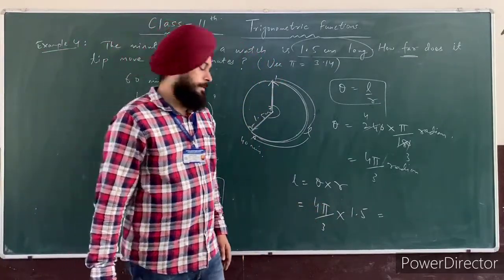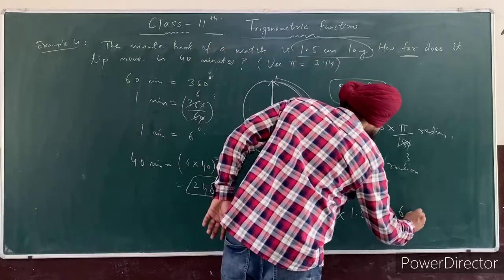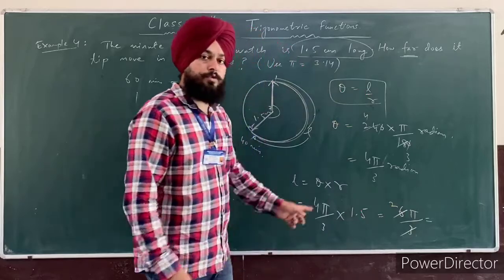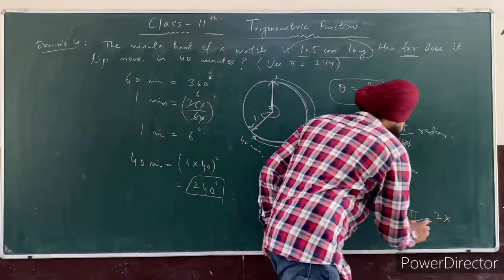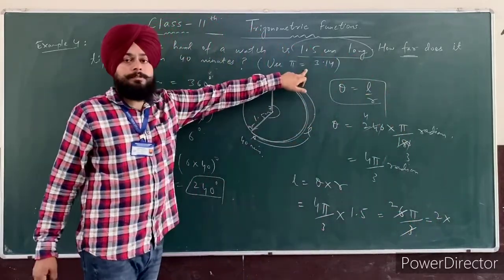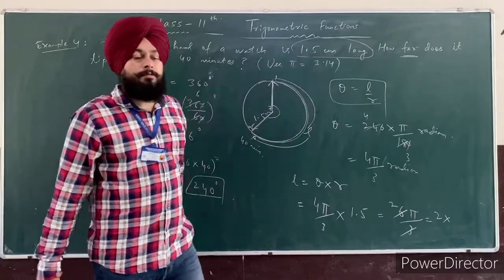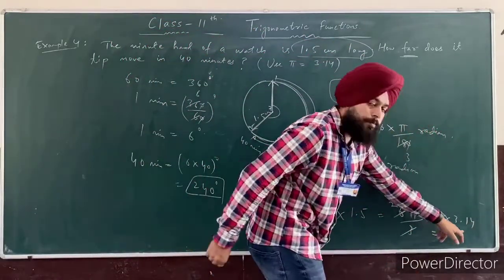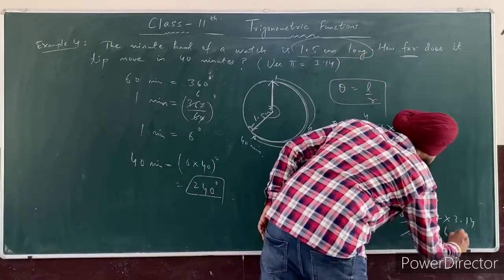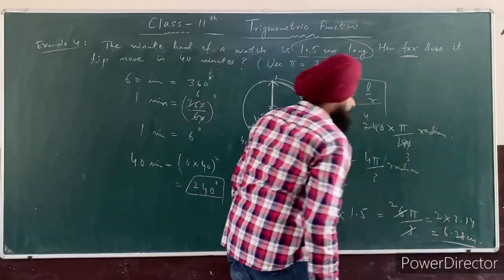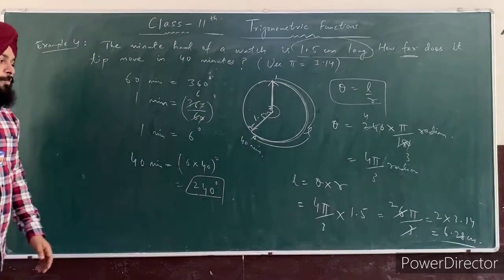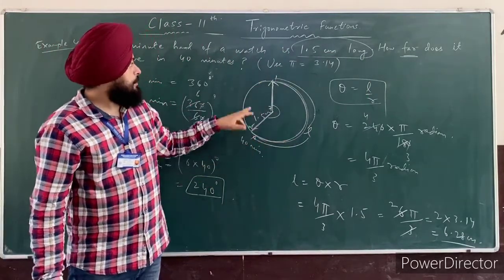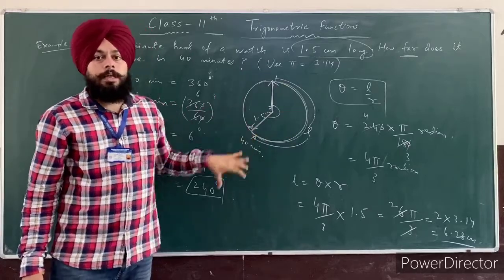1.5 times 4 is 6, so 6π divided by 3. 3 times 2 is 6, so it is 2π. Now we have to put the value of π. The value of π in this equation is 3.14. So 3.14 multiplied by 2 is 6.28 centimeter. So 6.28 centimeter is the length of the arc which the minute hand tip rotates in 40 minutes.